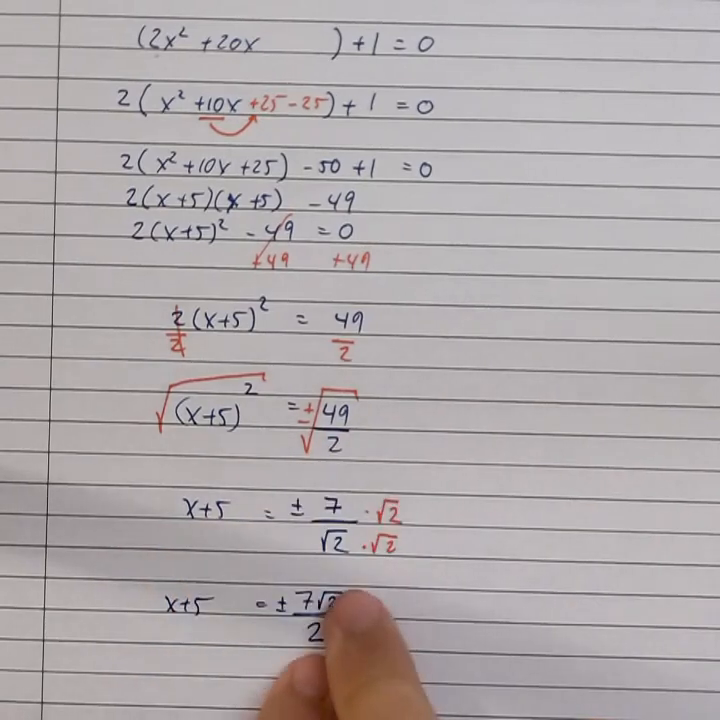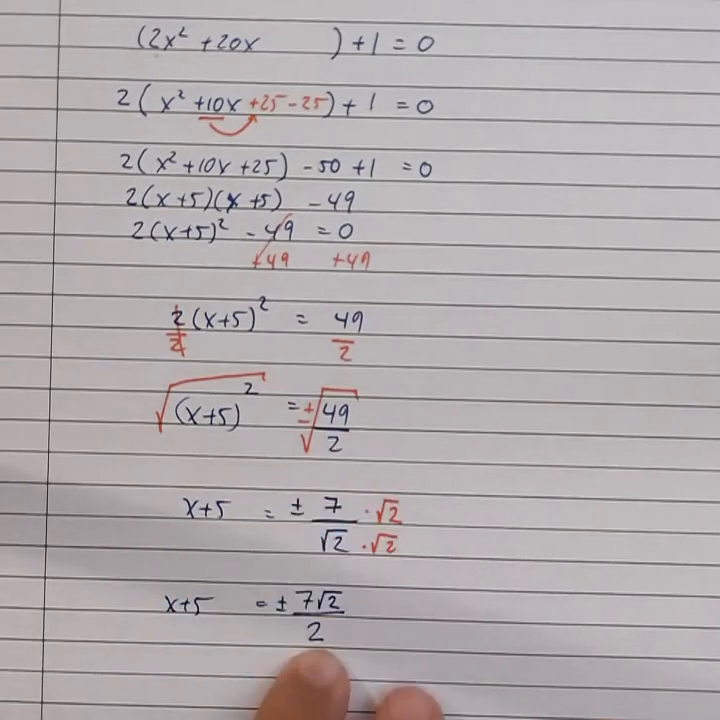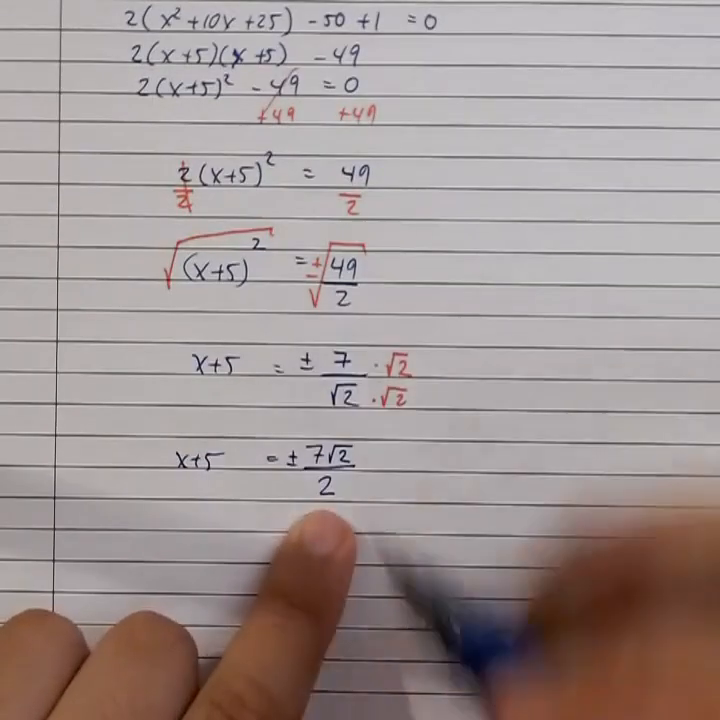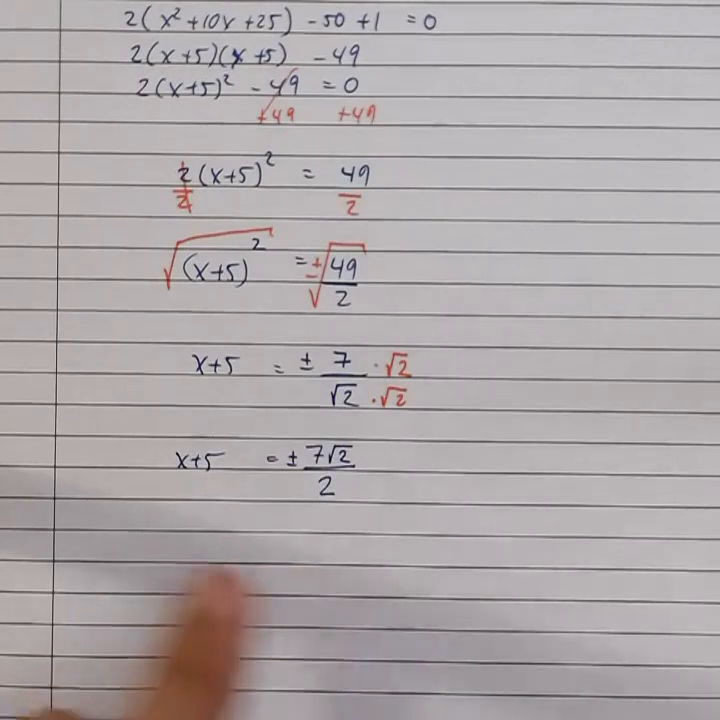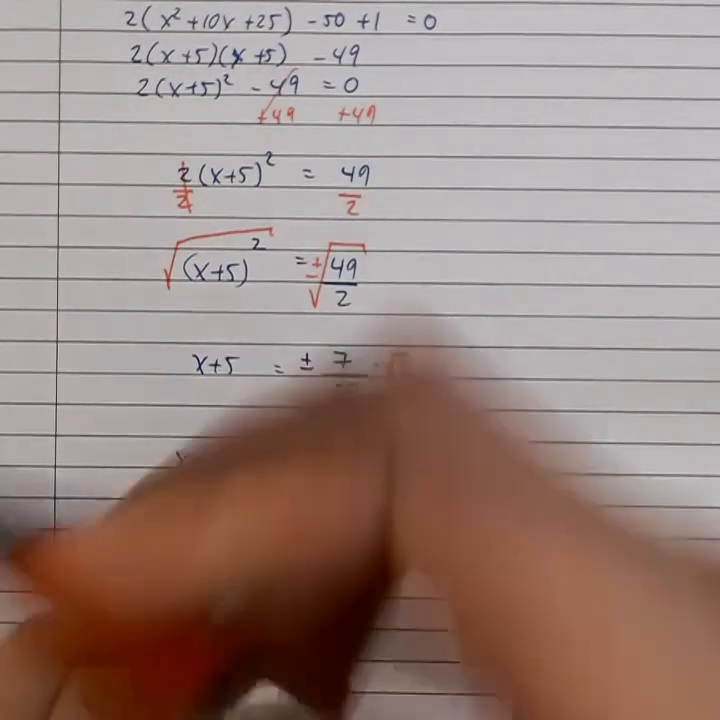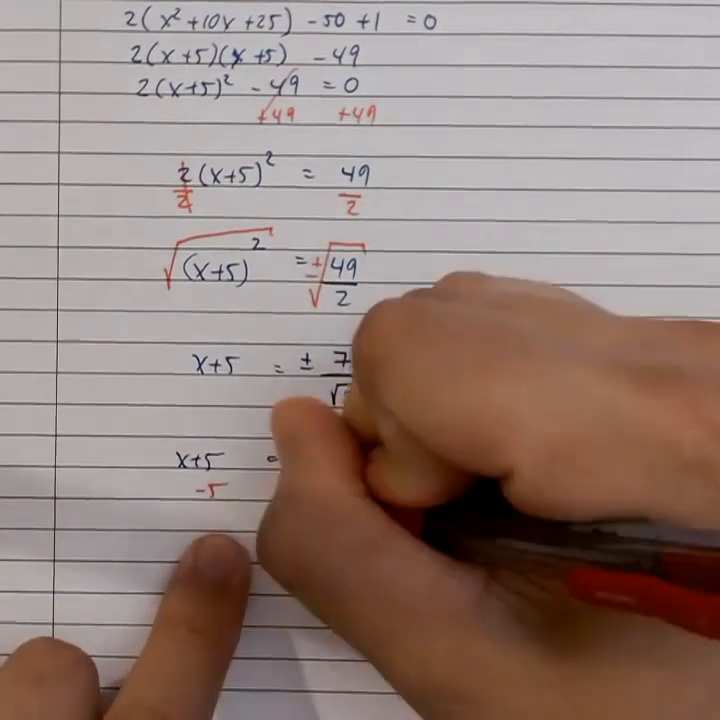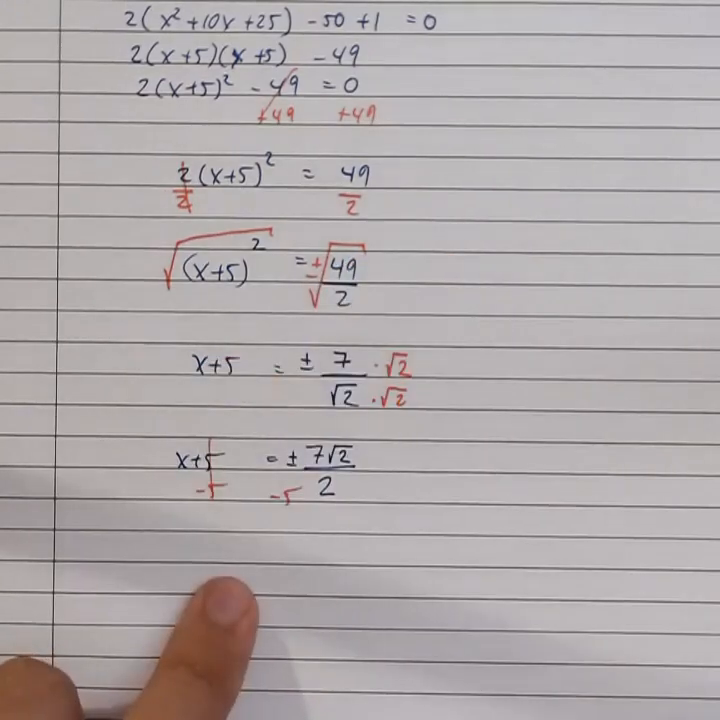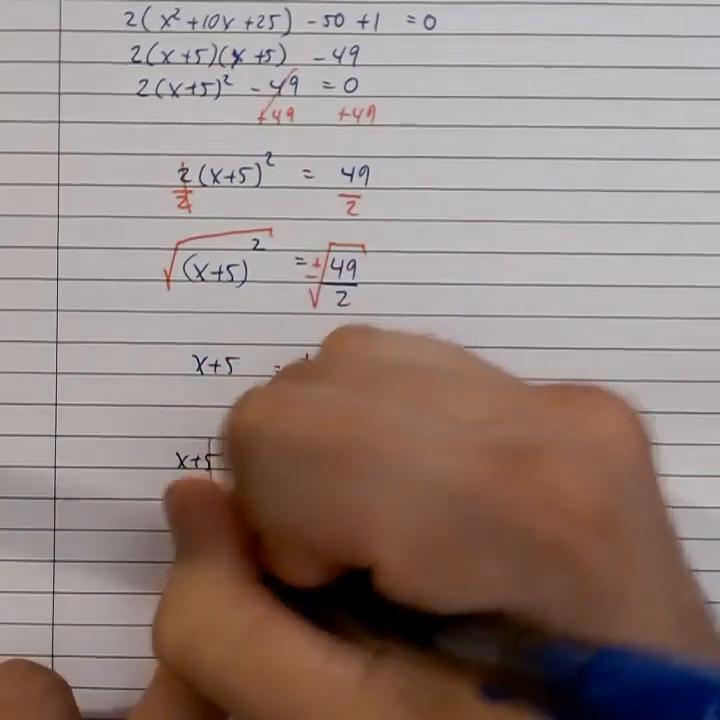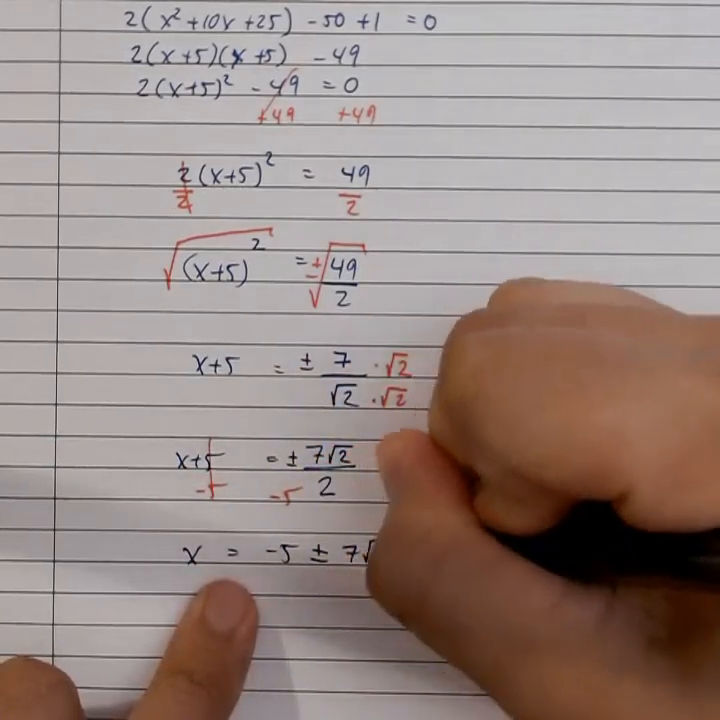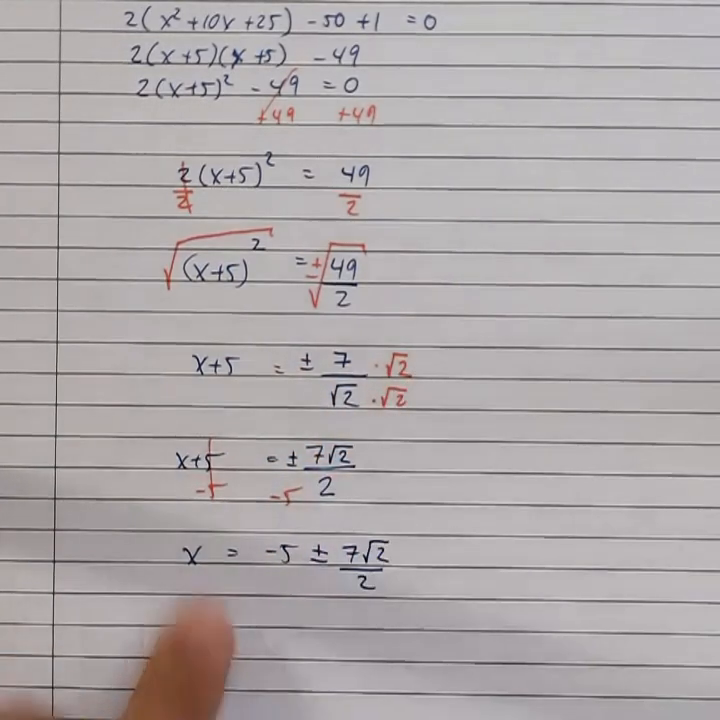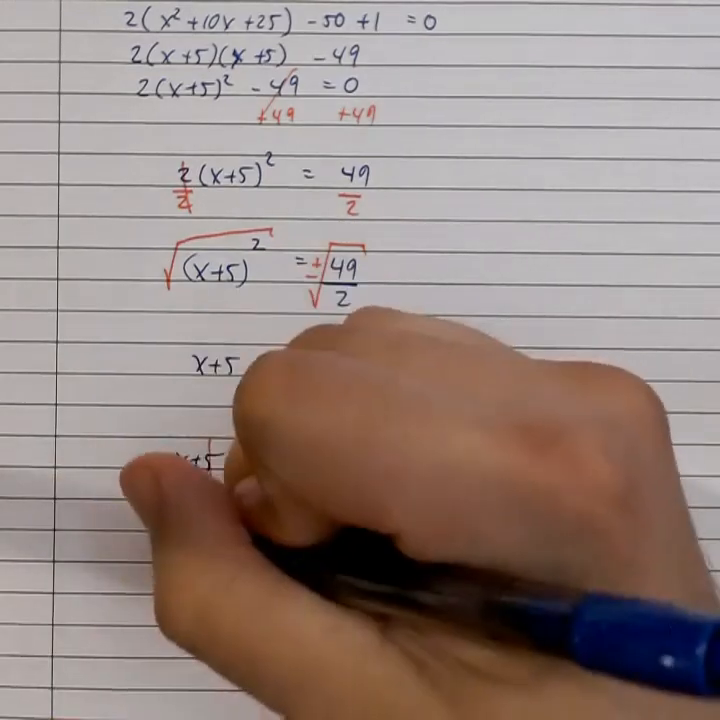We rationalize not because this is wrong, but because in a few sections we're going to need to graph. This is going to be hard to work with. This will be much simpler, as we'll see. And finally, let's get rid of that plus 5 with a minus 5. So that's going to give me my result. x is equal to negative 5 plus or minus 7 root 2 over 2. Just like that, and these are my solutions.